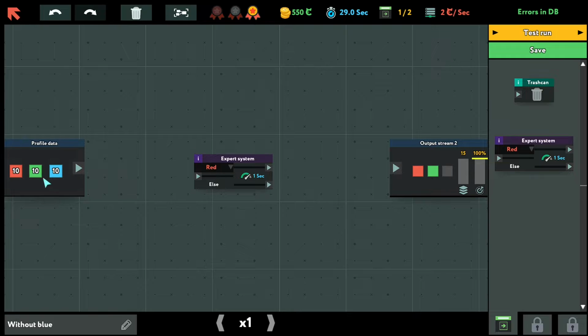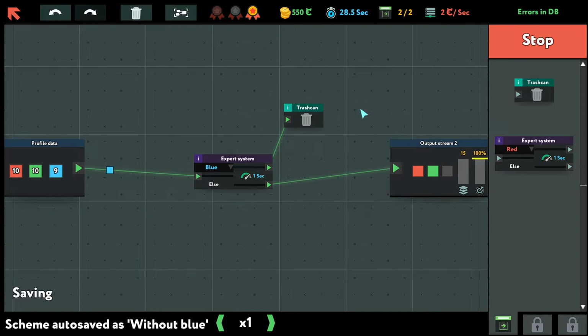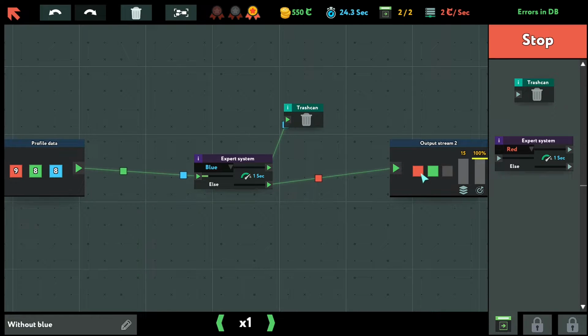We need to go, so we want red and green to go here. There, red, green, and blue, so we're going to go blue gets filtered to this trash can. Everything else goes to here. That should be correct. Test run. Let's see. So blue goes there, red and green both go here. Excellent! This has been successful.